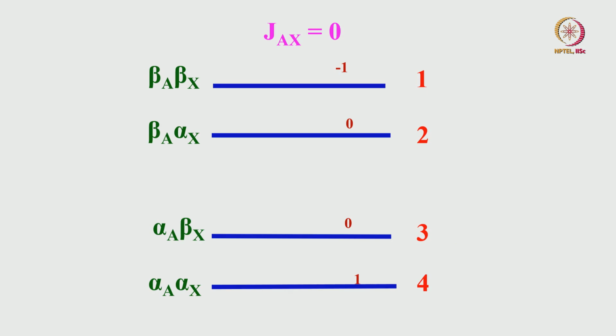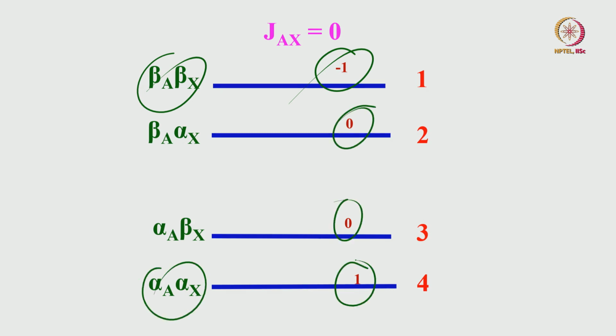We will consider a situation where the coupling between A and X is 0. Of course, we have 4 possible energy states, and the energy states are different because the orientations are different. So, beta beta and the other states have different magnetic states, different energies. Now I am writing like this: beta beta is -1 total magnetic quantum number, this is 0, and alpha alpha is 1. This we knew already; we have discussed how to calculate this.